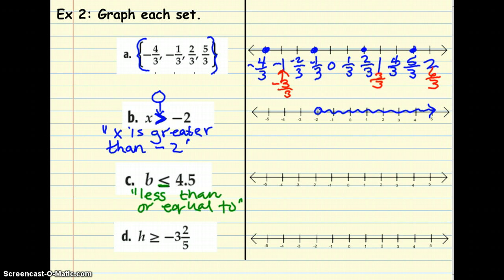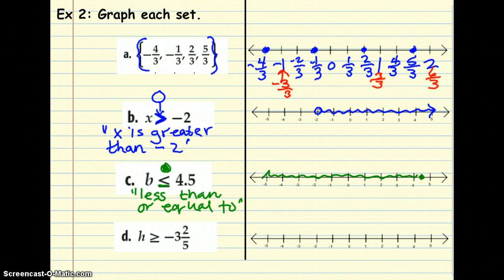And because of that equal sign there, not only are we going to have this little circle, but we are also going to shade it in because b can be equal to 4.5 and it can be less than 4.5. Let's see, so here's 4 and 5, so here's my 4.5. I'm going to put a closed dot there. And now what direction is that inequality symbol pointing? It is going to the left.